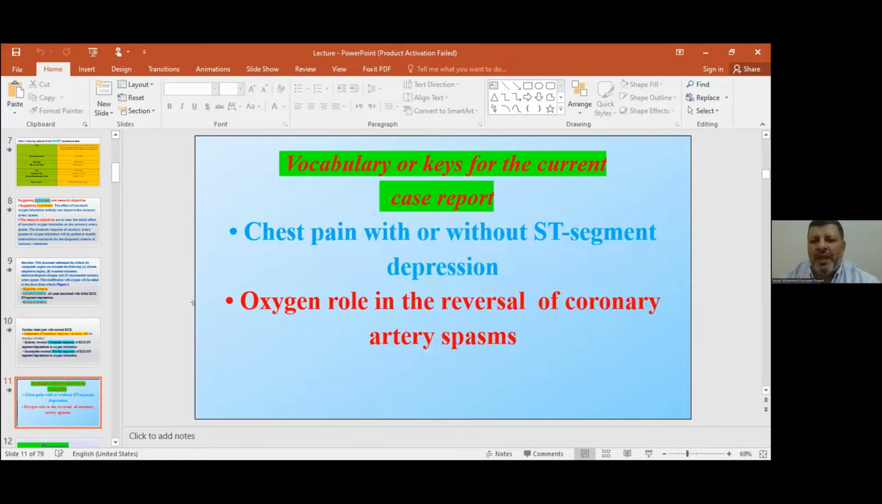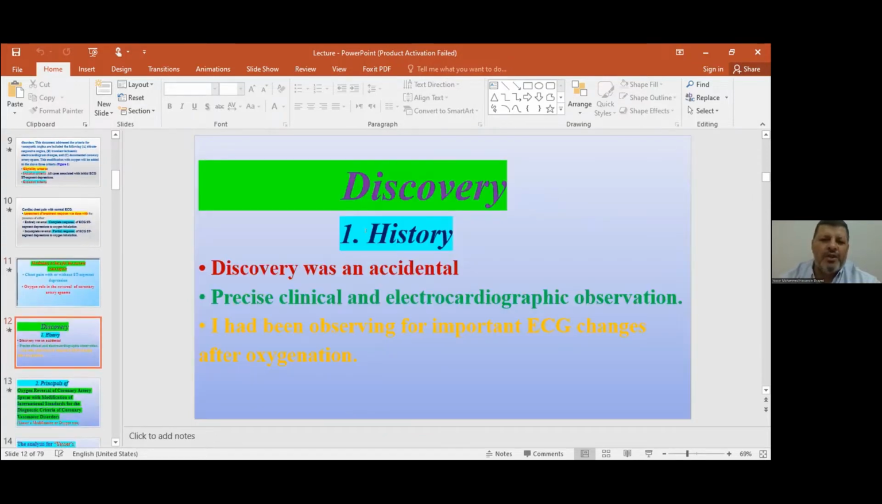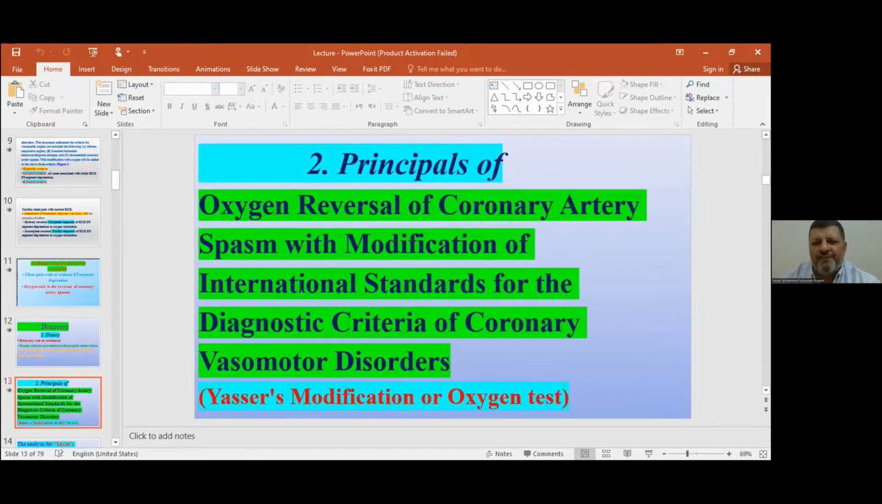Vocabulary or keys for the current case report series or study. Firstly, chest pain with or without ST segment depression. Secondly, the role of oxygen in the reversal of coronary artery spasms. Discovery history was accidental. Precise clinical and electrocardiographic observation is very important. I had been observing for important ECG changes after oxygenation. Principle of oxygen-reversible coronary artery spasms with modification of international standards for the diagnostic criteria of coronary vasomotor disorders, Yasser modifications or oxygen test.